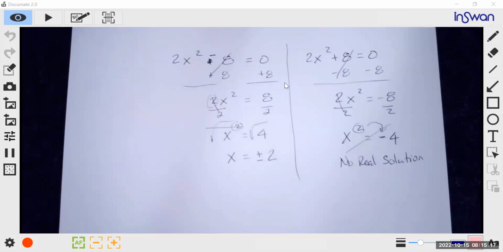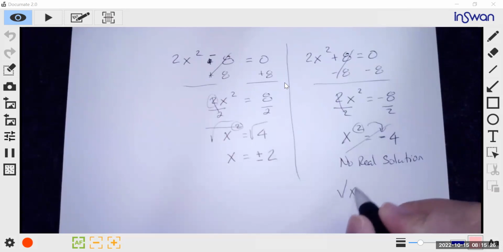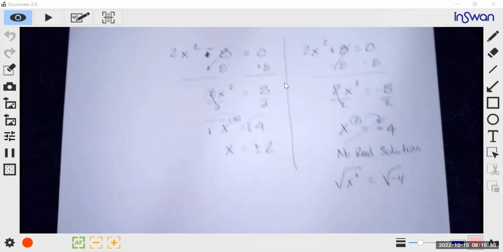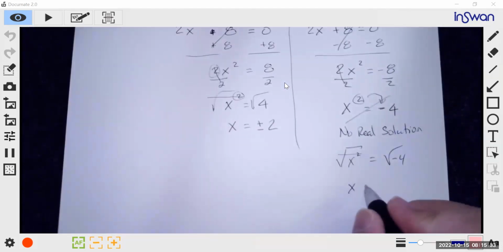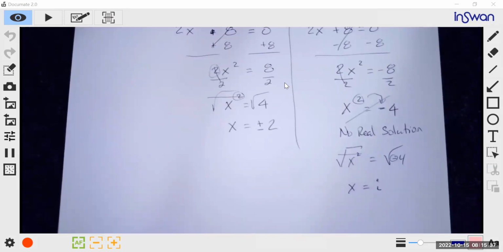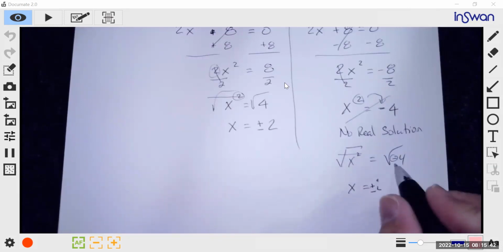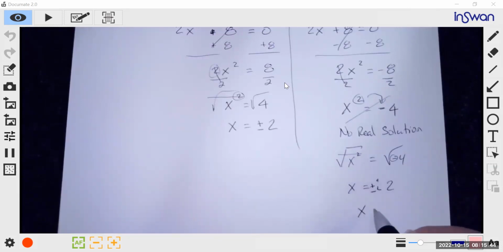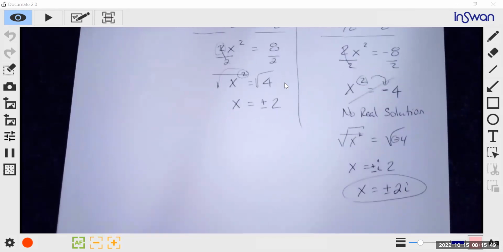Negative 2 times negative 2 is positive 4. Positive 2, positive 2 is positive 4. So what you're going to have, if you remember, is if we square root both sides, then we have a negative, so we have an imaginary term. We'll have a plus or minus because it's square root of squared. Square root of 4 is 2. So our answer is plus or minus 2i. We have imaginary answers.